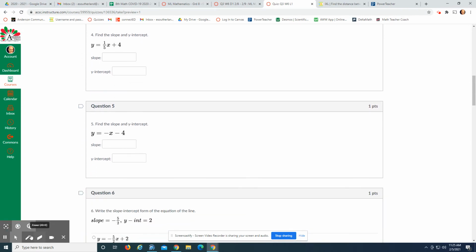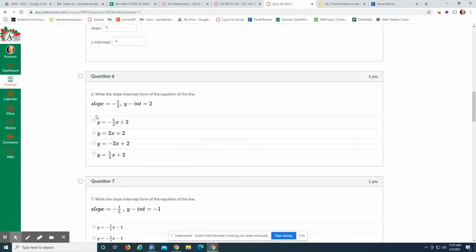Now, question 5 is a little bit harder. The one thing I want to point out about it is we're going to look for the slope. Well, there's just a negative sign in front of the slope. But don't forget that there's always a 1 in front of x. So the slope is actually -1. When we look at the y-intercept for this problem, we're going to see that it says -4. So that tells us that the y-intercept is -4.